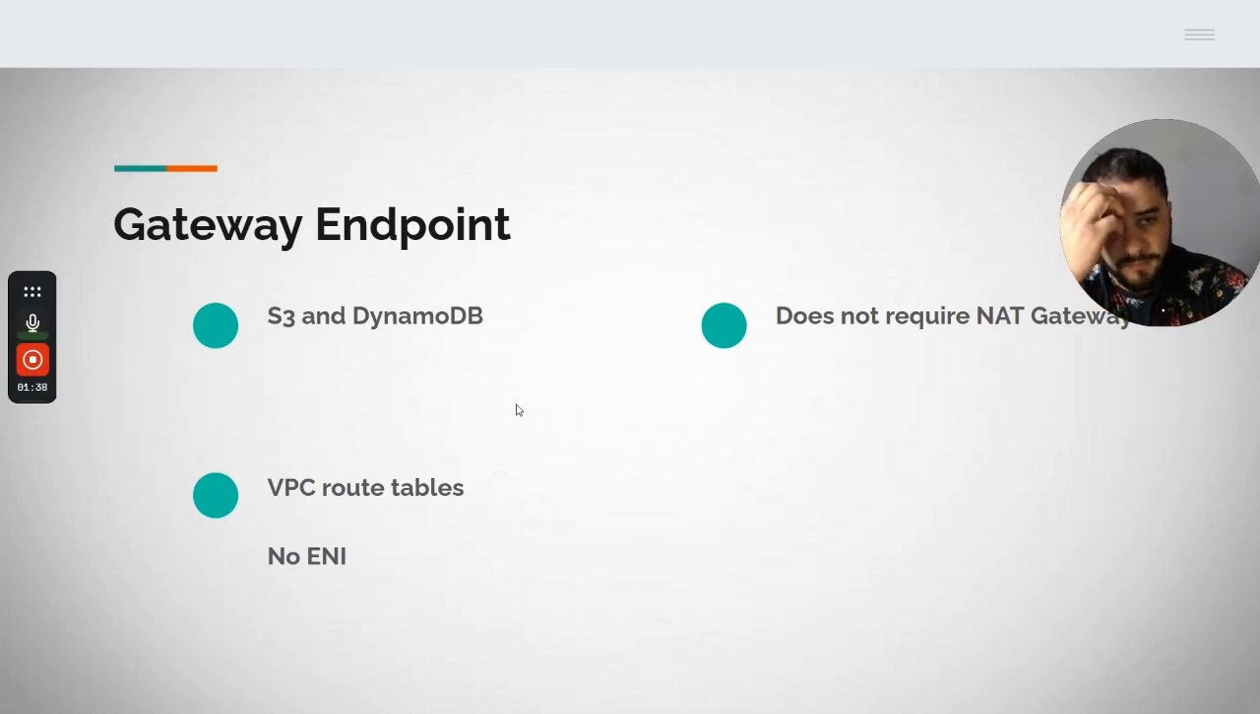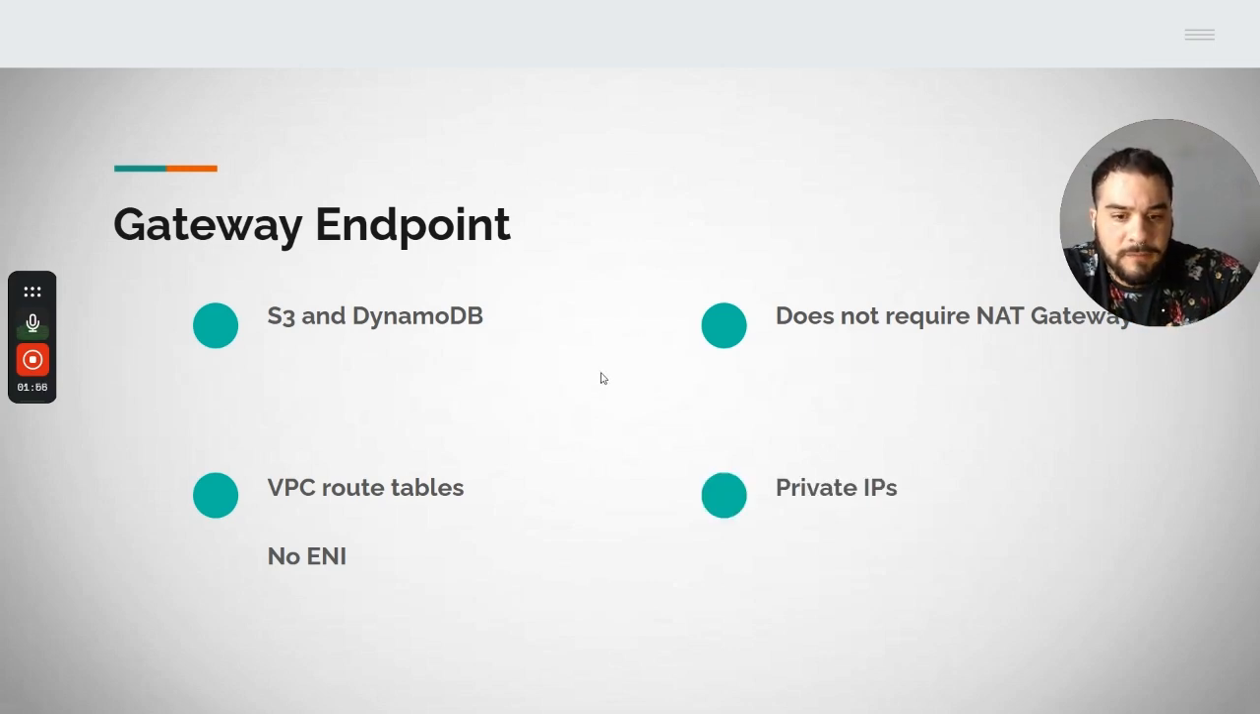You don't have to pay the cost of the NAT gateway, and you also don't have to worry about the regular outbound cost of going through the internet, making use of private IPs. And I think for gateway endpoint, it's probably covered.